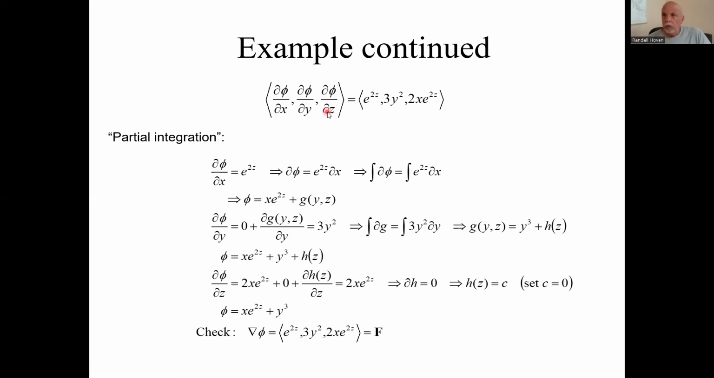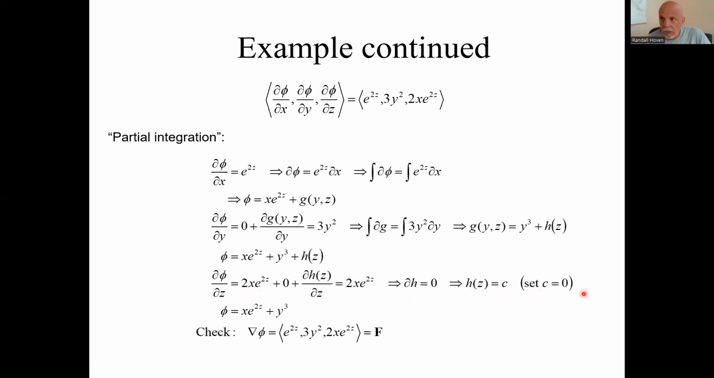So now you do the third equation. Partial phi with respect to z equals this, 2x e to the 2z. And what is the partial of phi with respect to z? Here was phi, so we're going to have 2x e to the 2z plus 0 plus the partial of h with respect to z. These guys cancel, and I just have the partial of h equals 0, which means it's a constant.